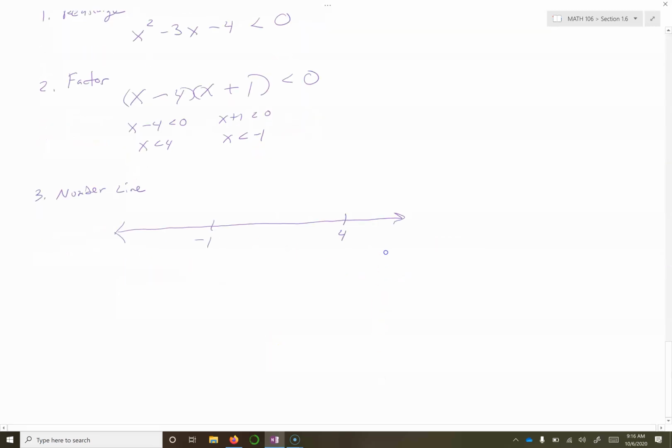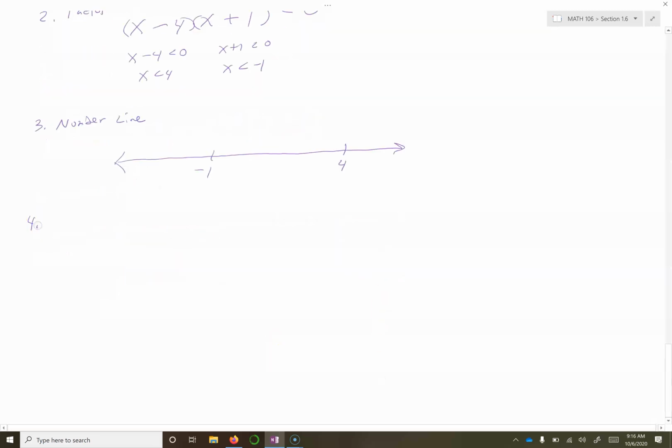So here's what you're going to do in step 4. And this could be the trickiest step. You want to get your test intervals. You want to write them out because we're going to make a table here. So these problems, they're not quick, all right? So we know what the test intervals are. We have negative infinity to negative 1. We have negative 1 to 4. And then we have 4 to positive infinity. Okay. You identify those intervals.